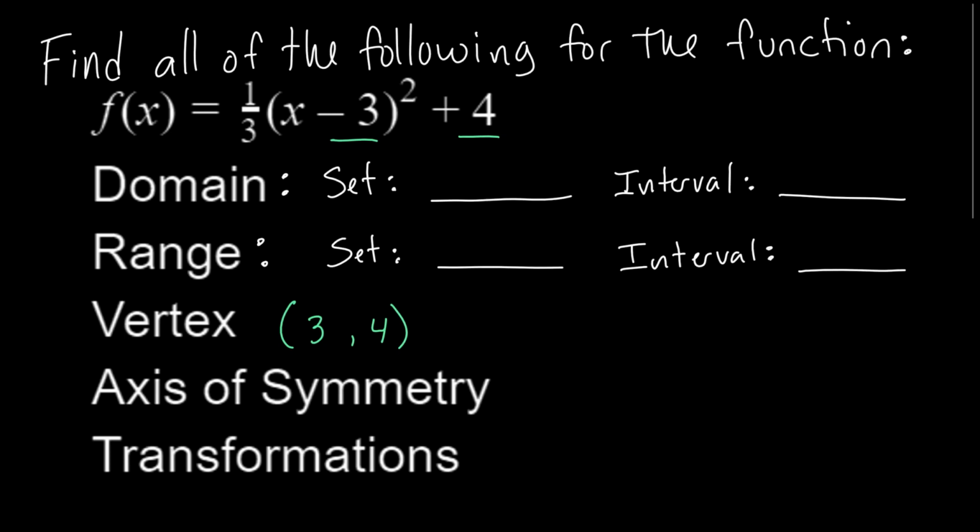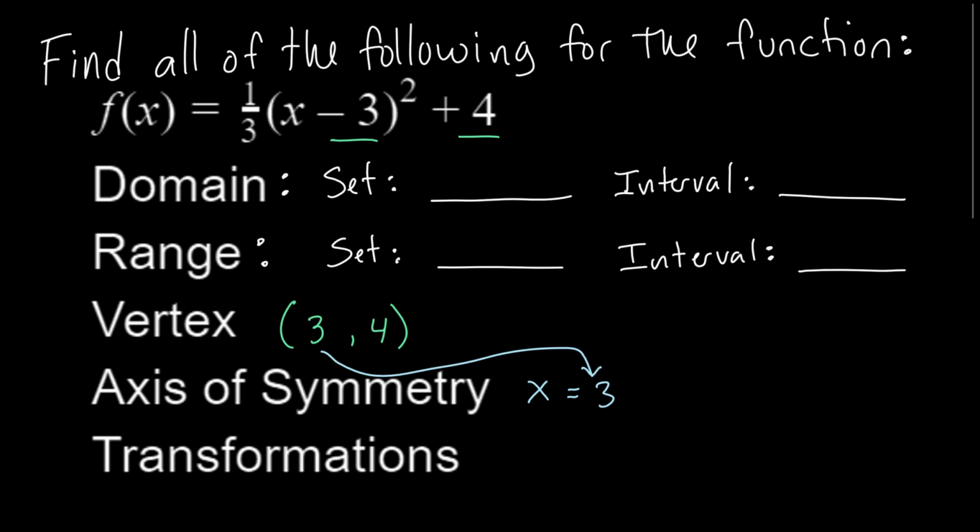Now, because we know the vertex, what is it easy to now find? The axis of symmetry. Why is it easy? Because all we have to do is look at the h value, and that is where the axis of symmetry is, right? That h value moved the graph 3 to the positive, so that means the axis of symmetry was moved 3 to the positive on the x-axis. So the line is x equals 3.